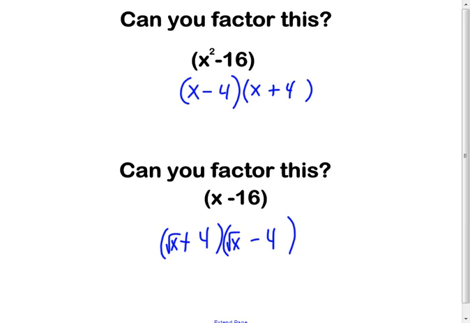Now, why would we ever want to factor x minus 16? The reason is because sometimes you might have a fraction where you have square root of x minus 4 on the bottom, and that allows us to do this. So sometimes you can be creative in your factoring to get things to simplify.